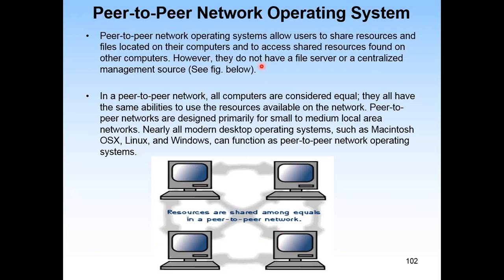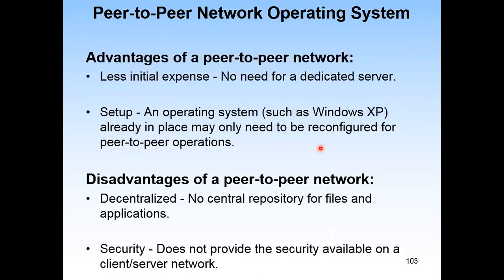However, they do not have a file server or a centralized management source. In a peer-to-peer network, all computers are considered equal. They all have the same abilities to use the resources available on the network. Peer-to-peer networks are designed primarily for small to medium local area networks. Nearly all modern desktop operating systems such as Macintosh OS, Linux, and Windows can function as peer-to-peer network operating systems.